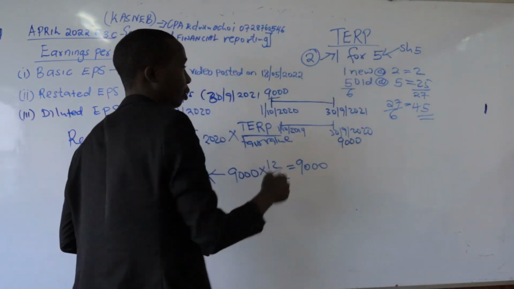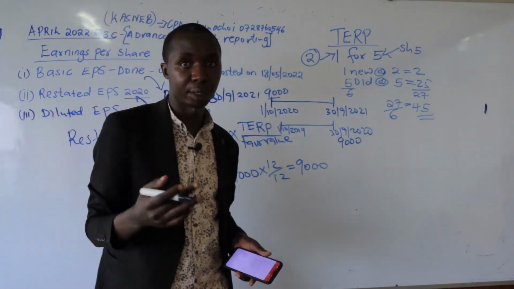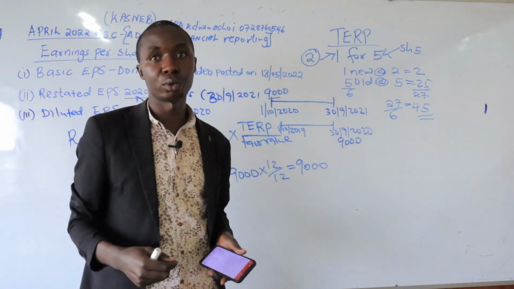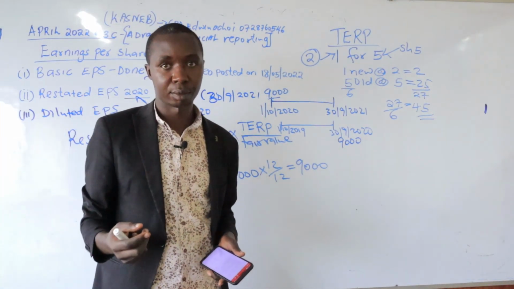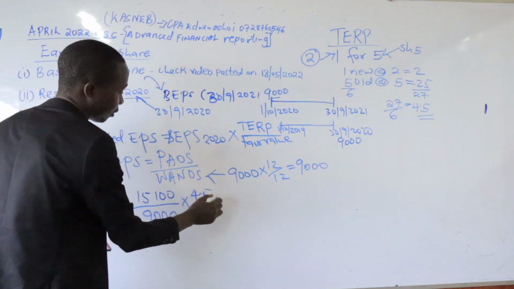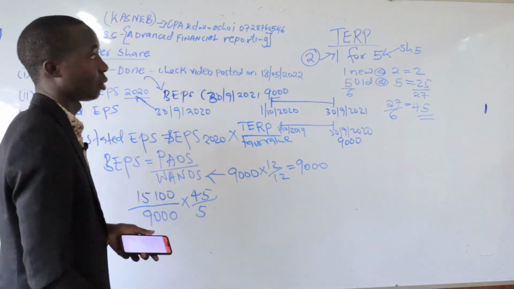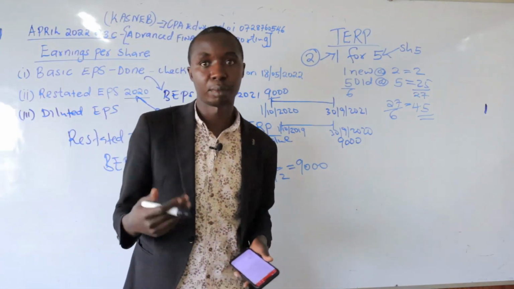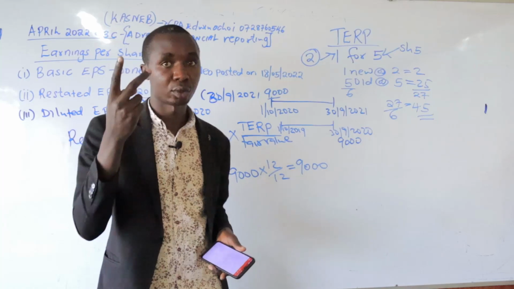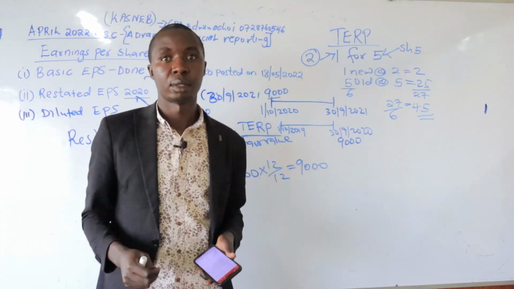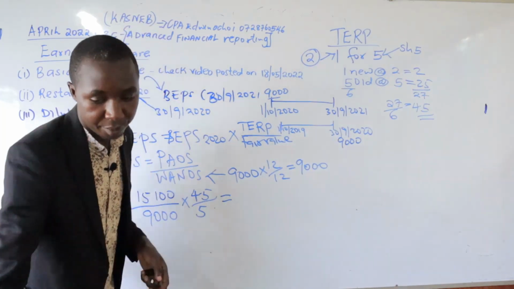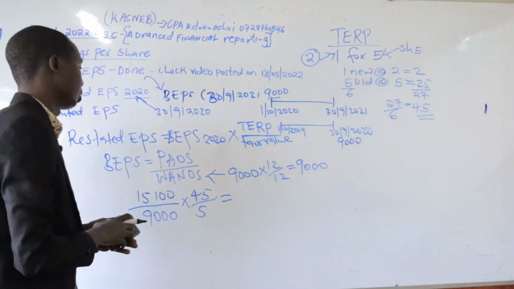I think that one you remember. If you have watched my video on the basic EPS, you know how you are supposed to get the theoretical exercise price. So we say 4.5 divided by the fair value, which is 5. Remember that as per note 1, the market price was 5, while the price at which they issued the rights issue was 2 shillings. So up to this point, we can get the restated EPS for the year 2020.